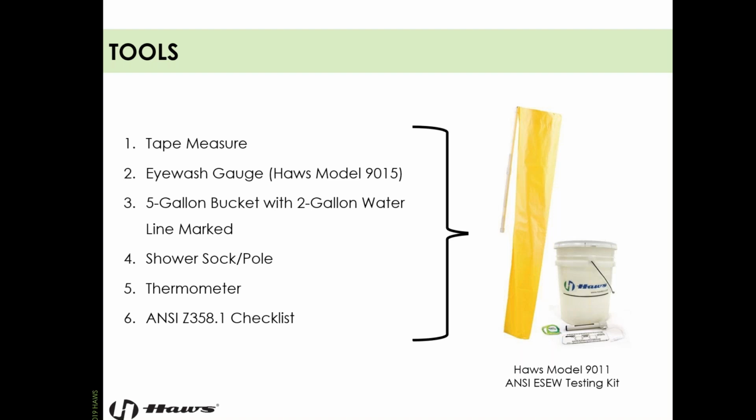You're going to need a 5-gallon bucket, the 2-gallon water line marked, a shower sock and pole. Trust me, they call them drenched showers for a reason, and that will really help to control the flow and to capture it. You're going to need a thermometer, and you're going to need the ANSI Z358.1 checklist, which we can provide you and will provide you with, which is a very handy checklist that Nicole and I worked on ourselves, and will help you to get through this process and make sure that you check everything you need to check.